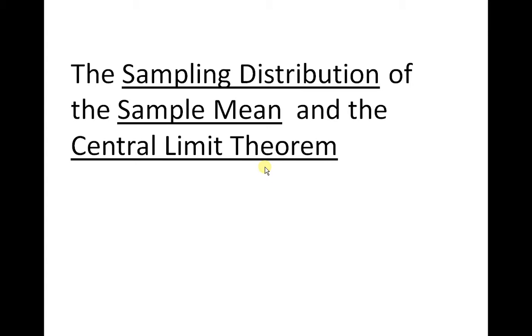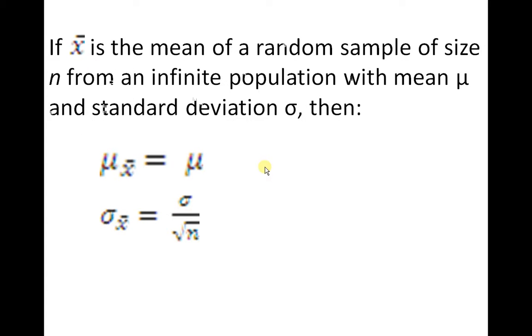We're going to talk about the sampling distribution of the sample mean and the central limit theorem. I'm going to start off with a couple of formulas that aren't going to mean a whole lot to you at this point. If x bar is the mean of a random sample of size n from an infinite population with mean mu and standard deviation sigma, then mu sub x bar is equal to mu, and sigma sub x bar is equal to sigma divided by the square root of n. Again, that won't mean too much at this point, but I'm going to take a look at an example and go through what this is talking about.